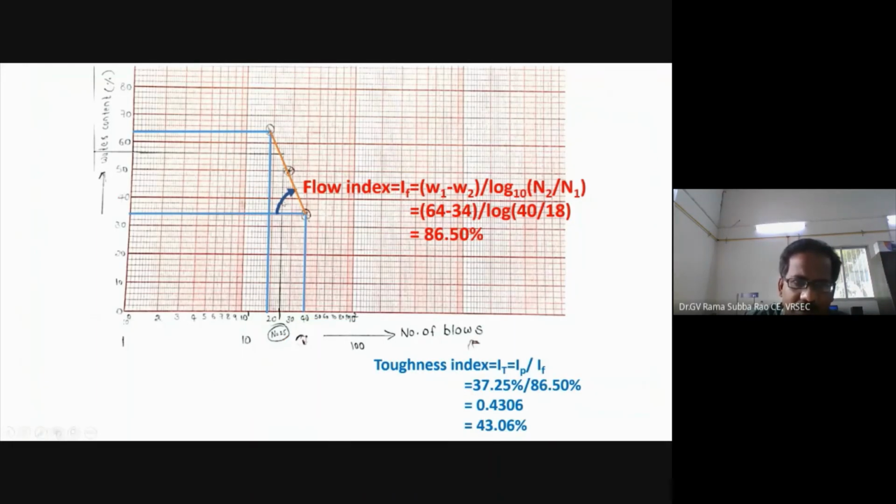And you can determine even the slope of the flow line: W1 minus W2 by log 10 N2 by N1. Here you see, I have taken two observations. One is 64, another one is 34. The corresponding numbers of blows are 18 and 40. Now you see 64 minus 34 by log 10, 40 by 18, I am getting 86.50.